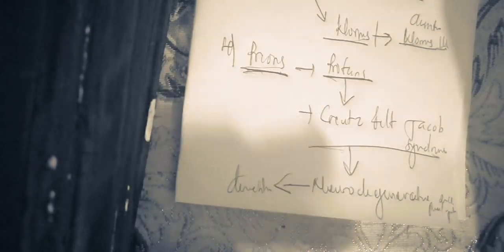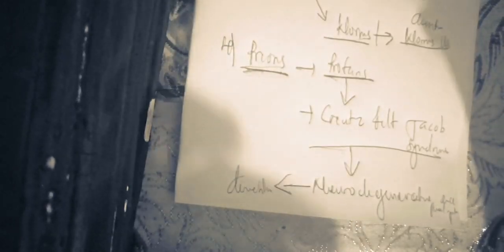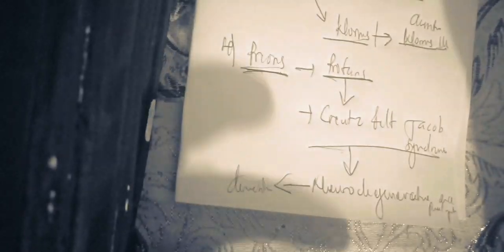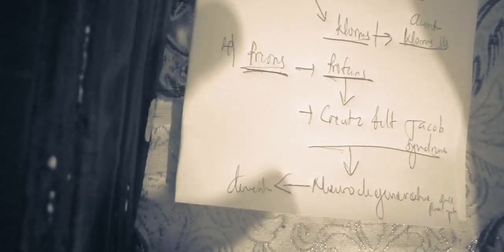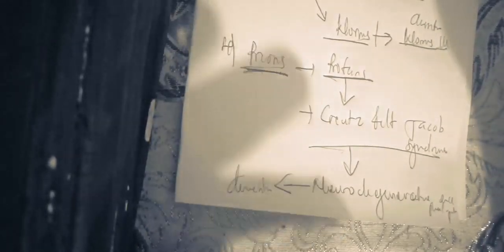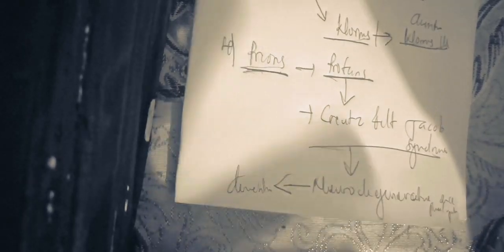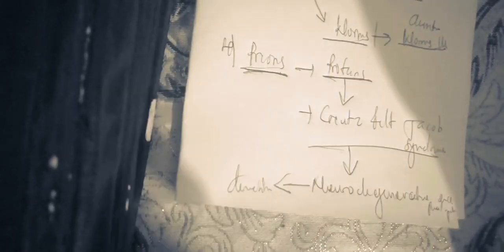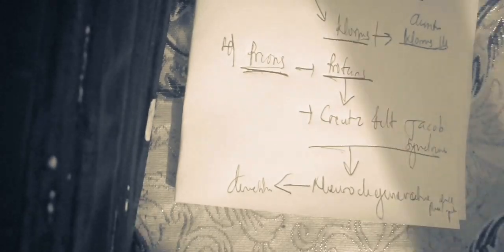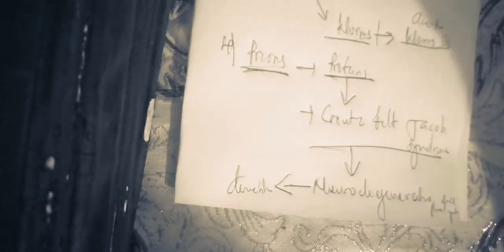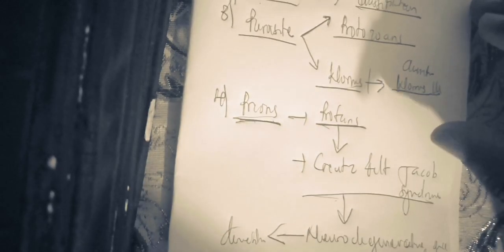Creutzfeldt-Jakob syndrome also occurs in people who are cannibals, because cannibals eat prions in the human body that they are eating. So if you have one human being eating another human being, you can still have a transmission of these prions, this Creutzfeldt-Jakob syndrome. So generally, that is the pathogenesis of microorganisms.